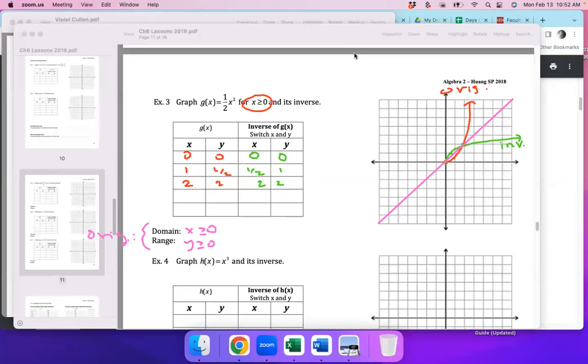Would the range depend on the inverse of the graph? Yes. What you do then for the inverse, if it's x is greater than or equal to 0 for the regular function, then y is greater than or equal to 0 for the inverse. Yes.